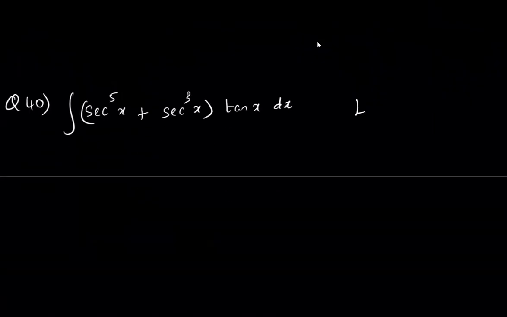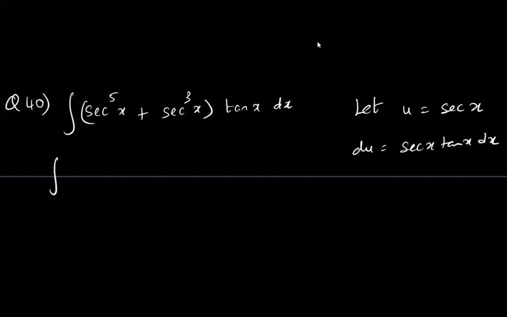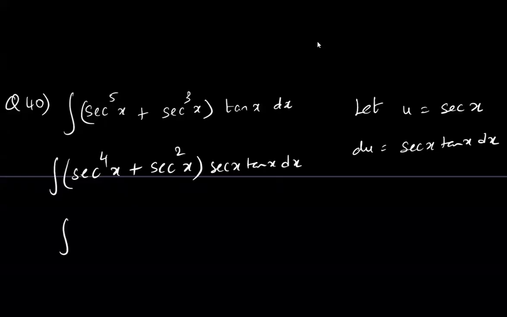Okay, so here I'm going to make u to be secant x. So then my du will become secant x tan x dx. So this integral can be written as, I can take a secant x as a common, right? So this will become secant to the power of 4x plus secant squared x times secant x tan x dx. So this can be written as u to the power of 4 plus u squared du.